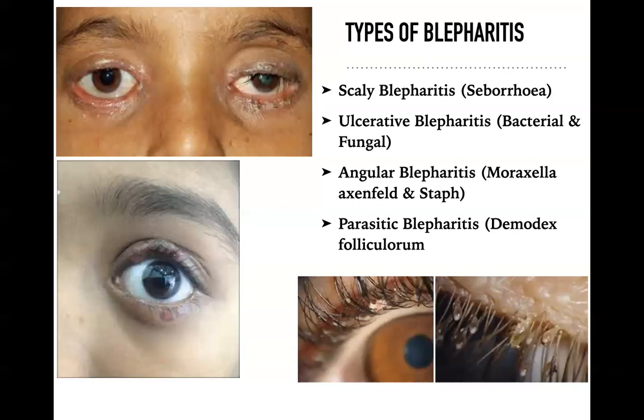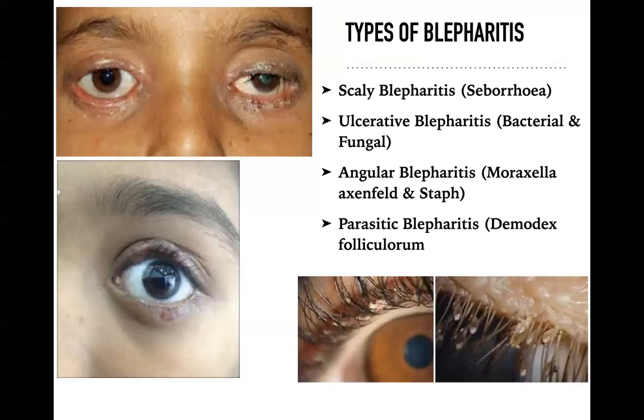And angular blepharitis is the third type of blepharitis, and it's characterized by infection with Moraxella Axenfeld and staph microbes. They are related to angular blepharitis. The parasitic blepharitis is called Demodex folliculorum. It's a type of parasite which is commonly present in areas with very low hygiene, and you may find it once or twice at most in your life if you are not working in such areas.